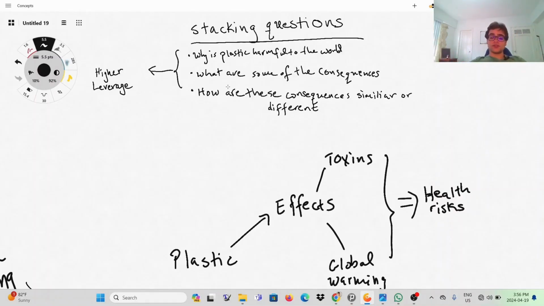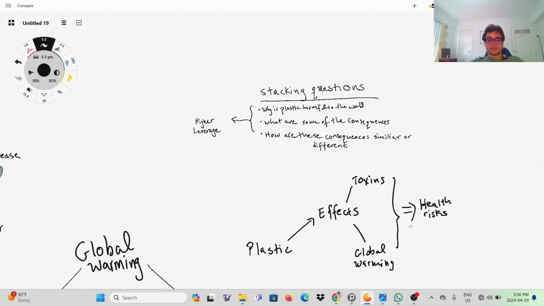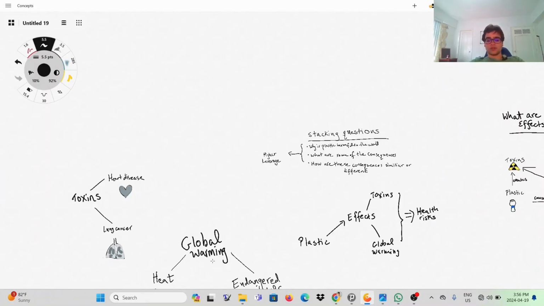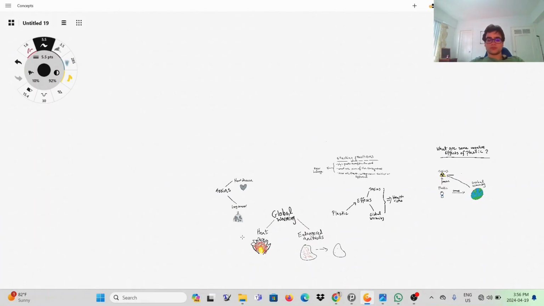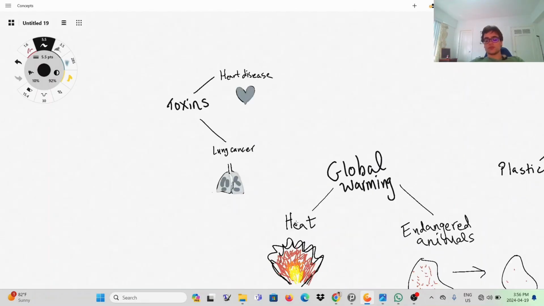Now, however, sometimes not all questions can be stacked together in a way that makes sense without having to completely change the concept map. So this other question, how are these consequences similar or different? I couldn't really answer with this, right? So I created another concept map that more clearly illustrated that, right? And here I actually added some visuals on this one. So it's really a comparison between these two things, right?